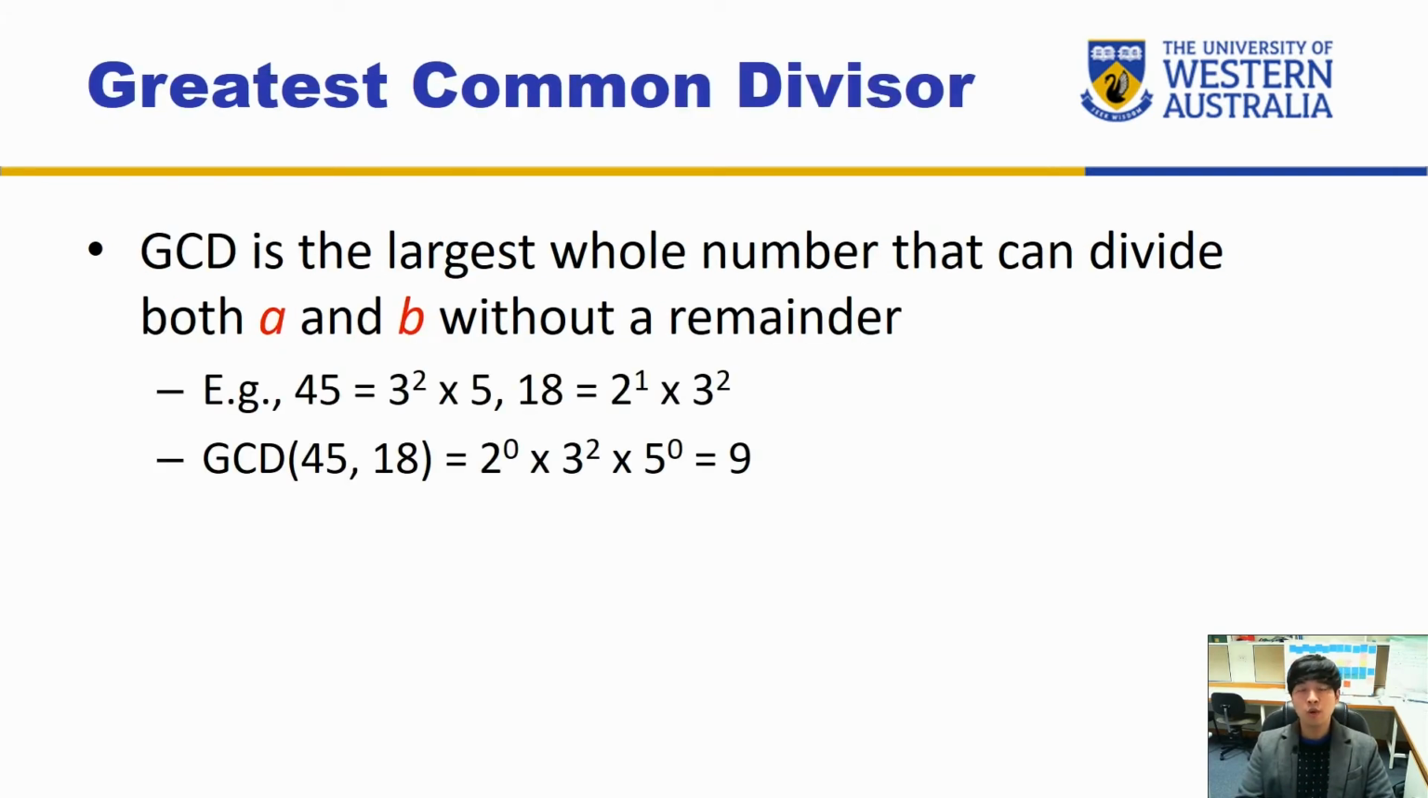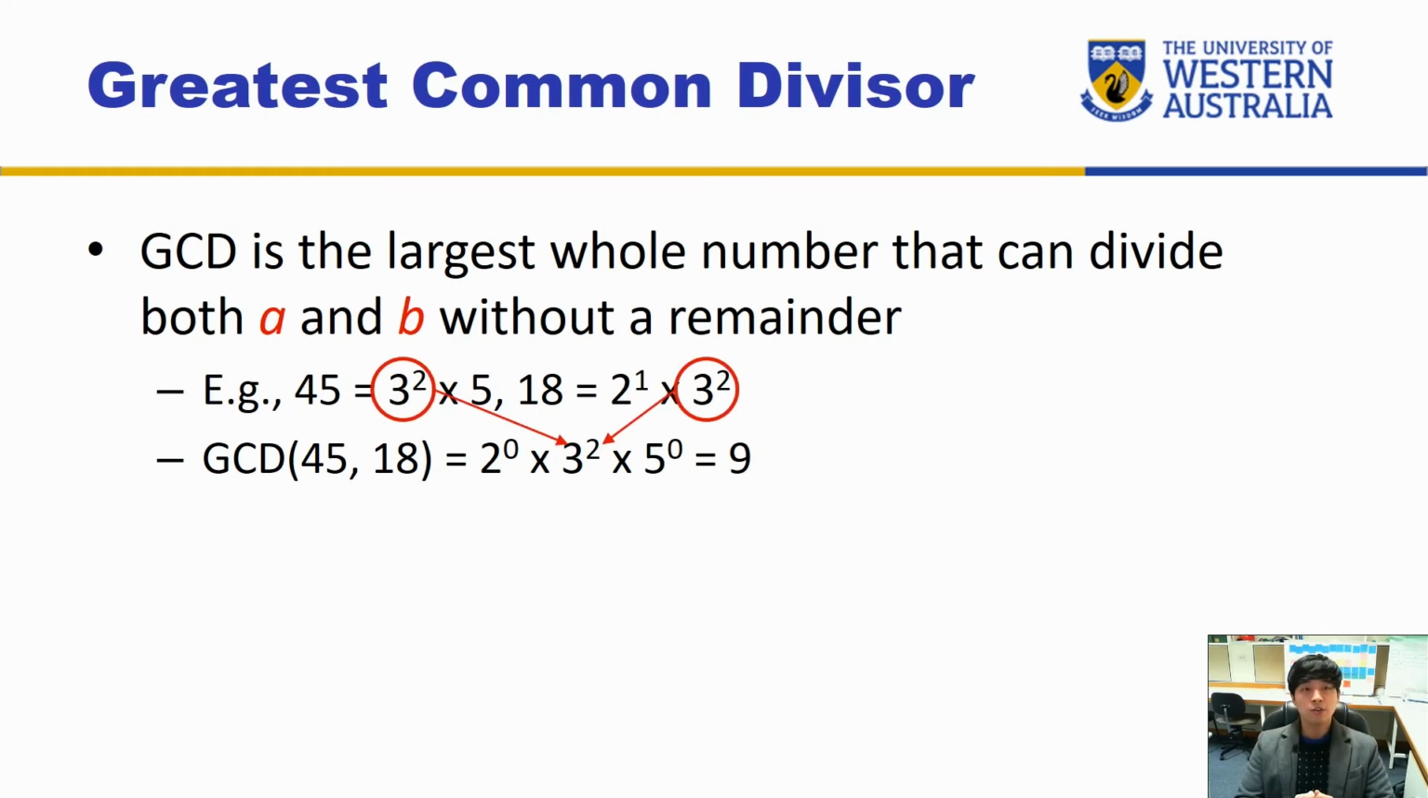And then we need to know how to calculate the greatest common divisor. The greatest common divisor is basically the largest whole number that can divide both a and b, where a and b are integers. For example, 45 can be constructed by 3 to the power of 2 times 5. On the other hand, 18 can be constructed by 2 to the power of 1 times 3 to the power of 2. If we calculate the GCD of 45 and 18, the common factor between the two is 3 to the power of 2, which is 9. So 9 can divide both 18 and 45, collecting the smallest powers in common.